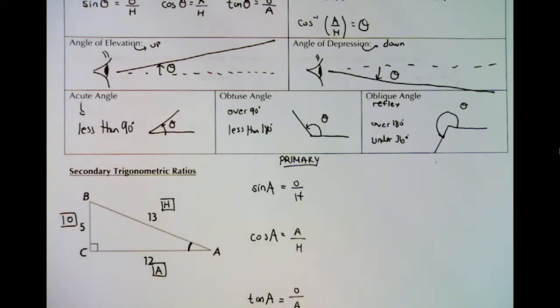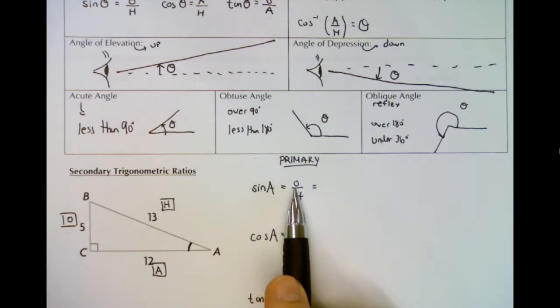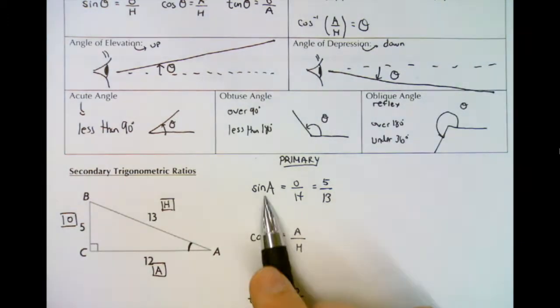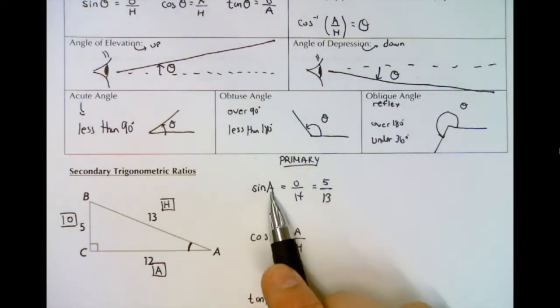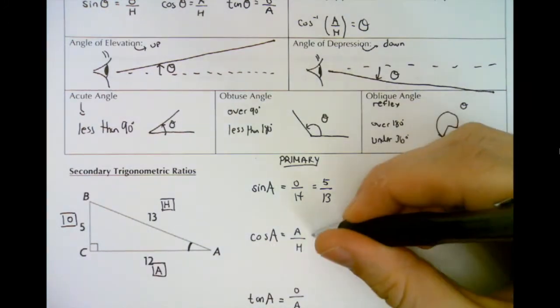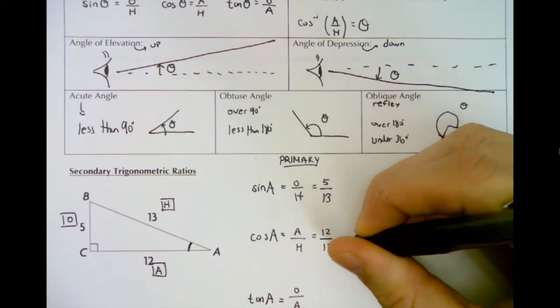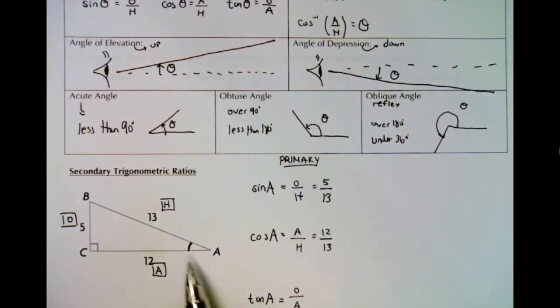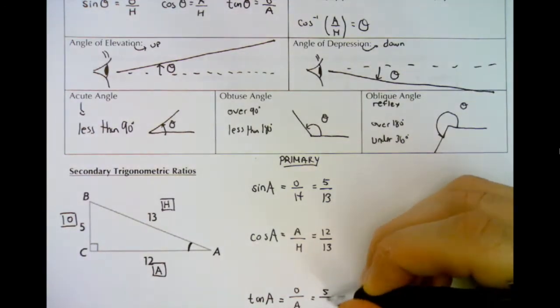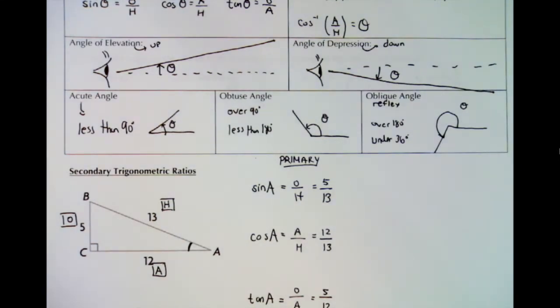Now that we've labeled O, A, and H, to find the ratios, sine is O over H, so that would be 5 over 13. So the first ratio, my sine ratio, is 5 over 13 for angle A. For angle A, the cosine ratio would be 12 over 13, adjacent over hypotenuse. And tan of angle A would be O over A, which is 5 over 12. And those are the three primary trig ratios. Those are the ones you used all last year.